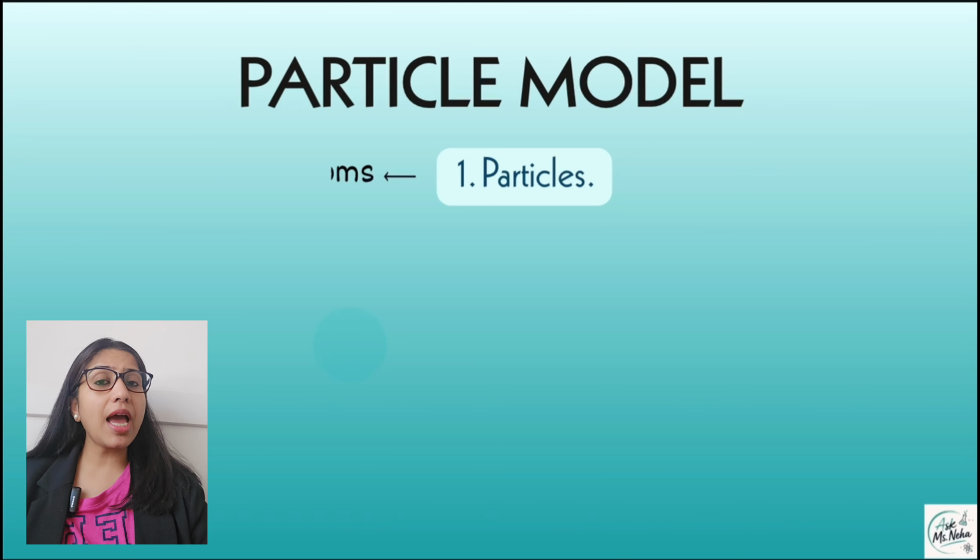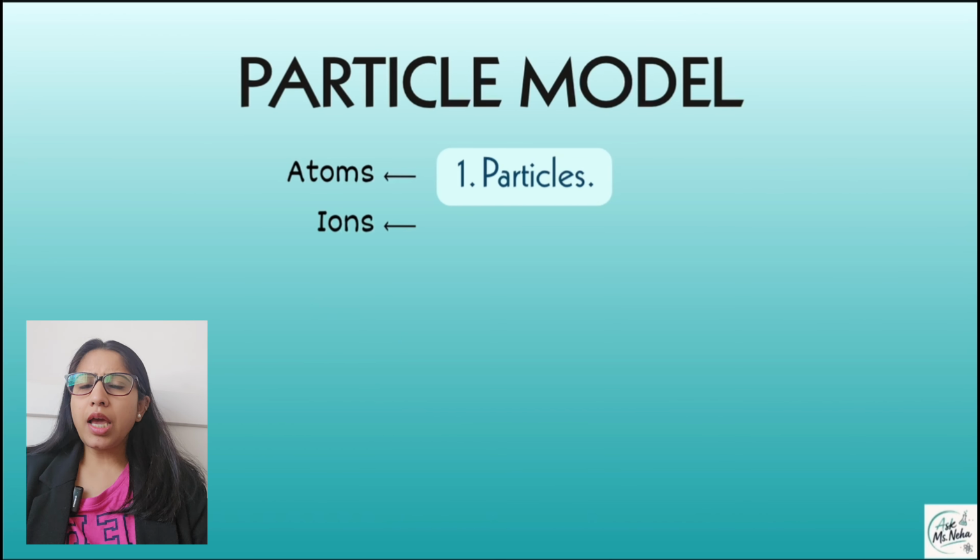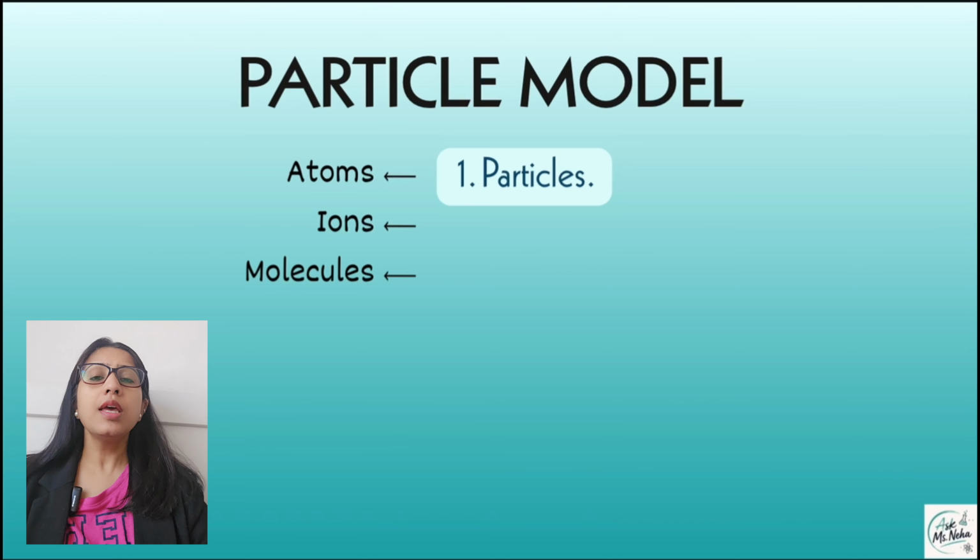These particles can be atoms for an element, like gold is made of gold atoms, or ions, for an ionic compound like salt, which is made of sodium and chloride ions, or molecules, like water, which is made of water molecules. So particles can be atoms, ions or molecules depending upon what substance we are talking about.